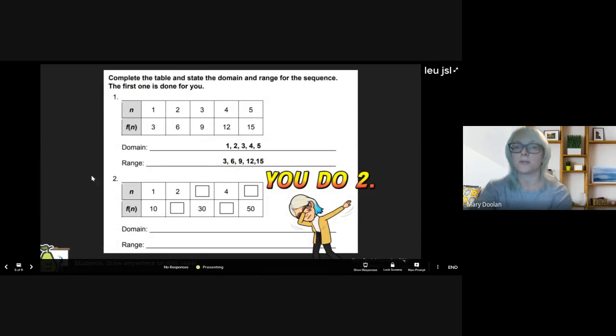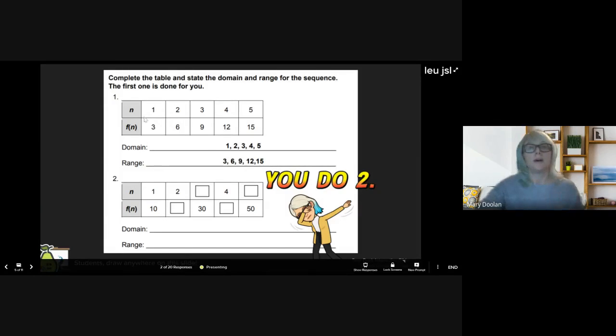All right, so let's do a slide here. At this point, I have this first example done for you. So the first one is done for you. We're going to complete the table and state the domain and range for the sequence.